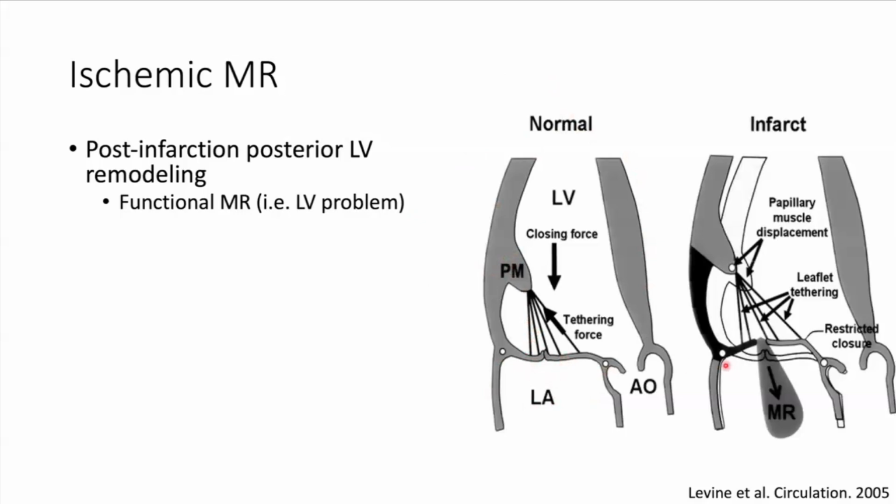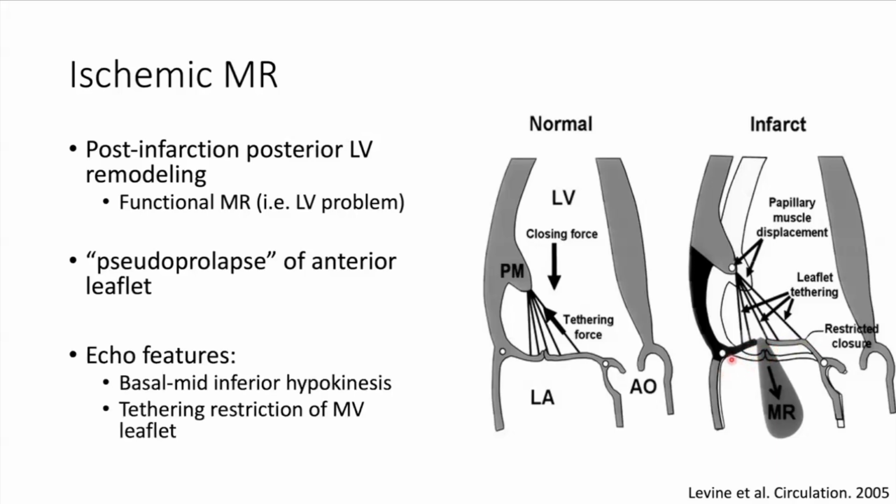And when there's a posterior basal infarct, you can have remodeling that leads to apical displacement of the papillary muscle in such a way that it pulls on the posterior leaflet more so than it does on the anterior leaflet. And that leads to malcoaptation, which causes mitral regurgitation. So it's often described as a pseudo prolapse of the anterior leaflet because it looks like it's behind the posterior leaflet, but it's not behind the annulus. What's actually happening is there's tethering restriction of the posterior leaflet, causing the malcoaptation.